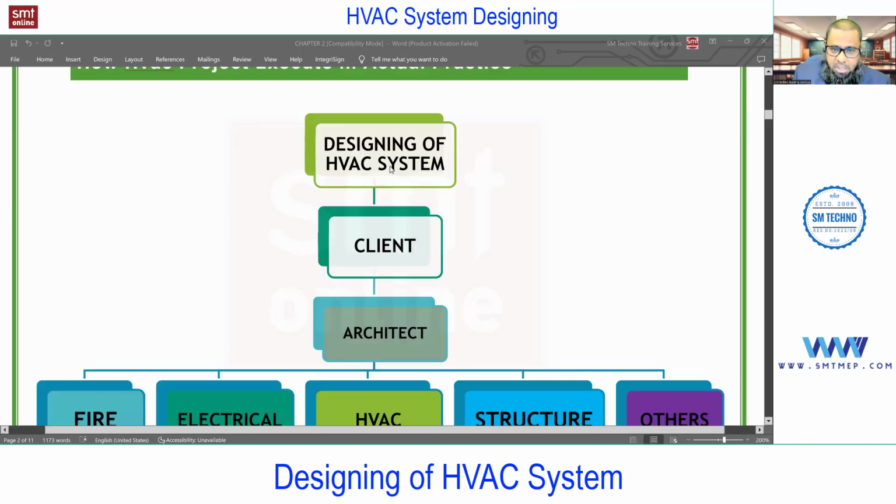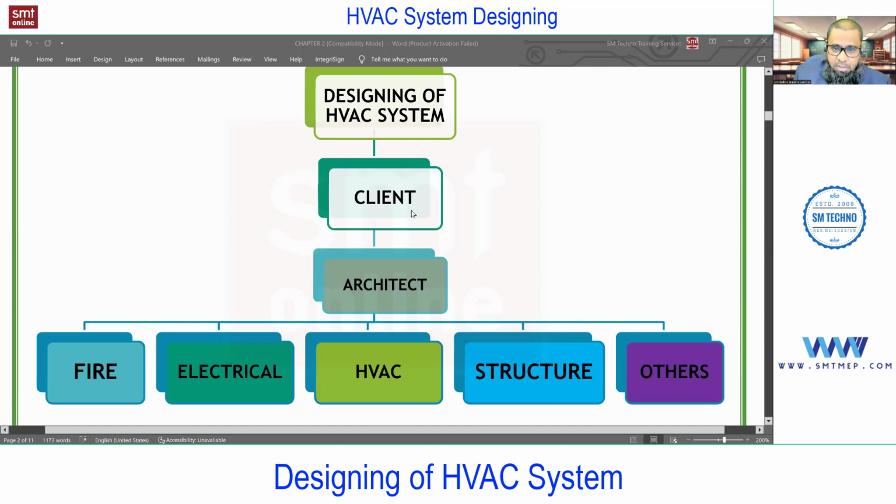So if you talk about designing the HVAC system, you see this process is similar even for other services. Here I'm focusing on HVAC, but even for other services you can consider a similar process with a few changes. So you see the first in the list is the client. So client means whom?